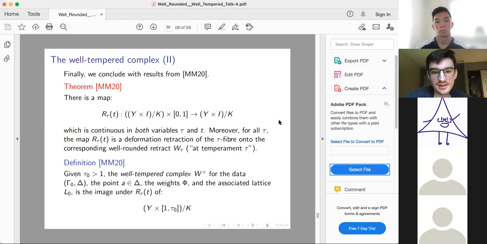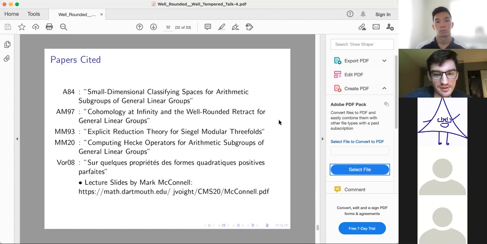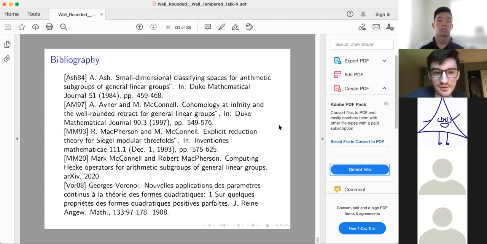And let me just finish by saying that these are some papers. There are tons of really fascinating things if people want to talk more about. But these are some specific papers where a lot of these pictures and ideas come from. And here are the bibliographies. All right, thank you. Any questions?